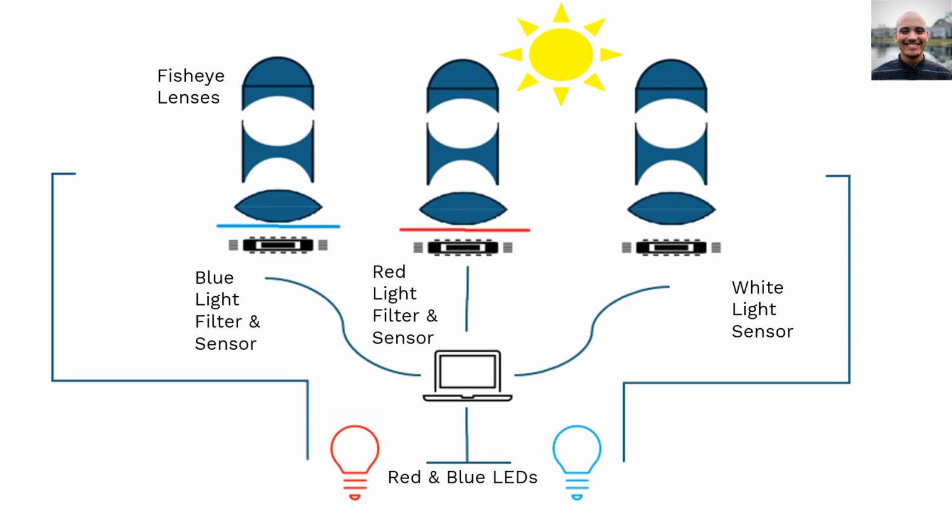Our new design is much more compact than our old design. As you see, we have 3 different fisheye lenses. We have our red and blue filters. We still have our 3 sensors, but now we have a new addition of red and blue LEDs, which will change according to a desired ratio within the app and feedback from the light intensity sensors.